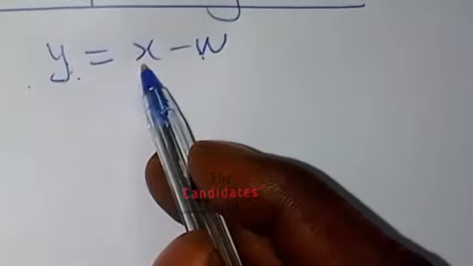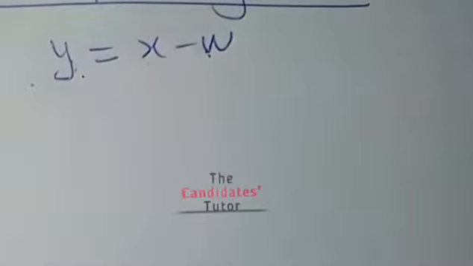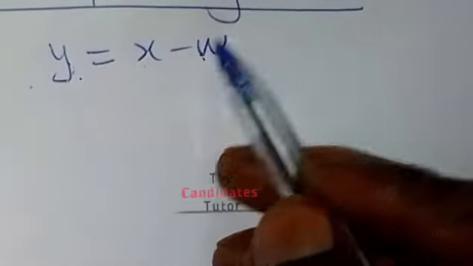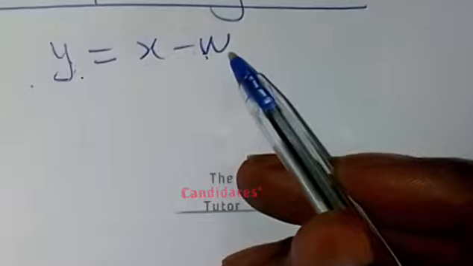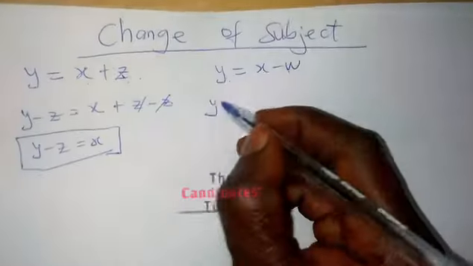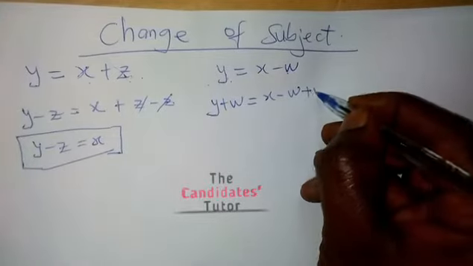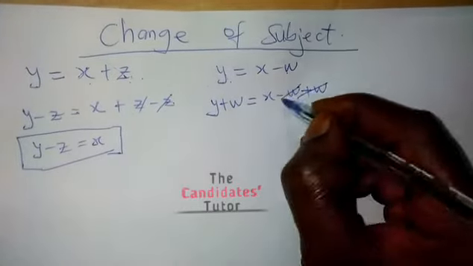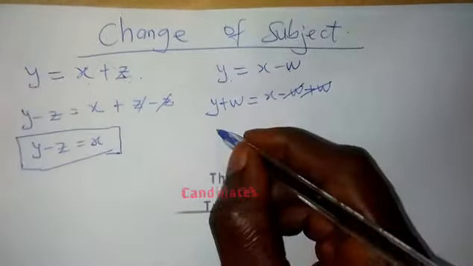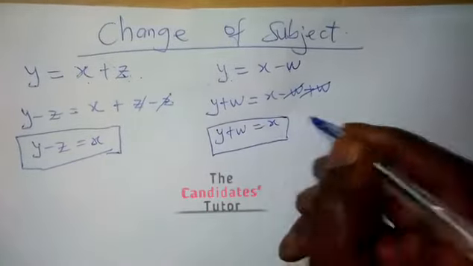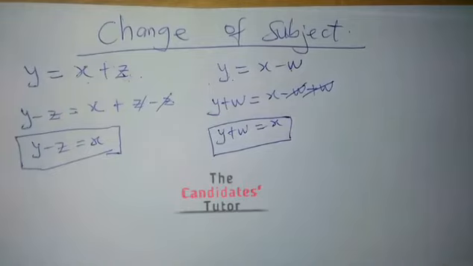Okay, but I would want us to go the right way. So if you have to go the right way, we know that to get this negative w from there, we have to add w to both sides. So we have y plus w is equal to x minus w plus w, so that positive and negative will go away. So we'll be left with y plus w equal to x. So this becomes the final answer, and now x is standing alone. x is the subject.